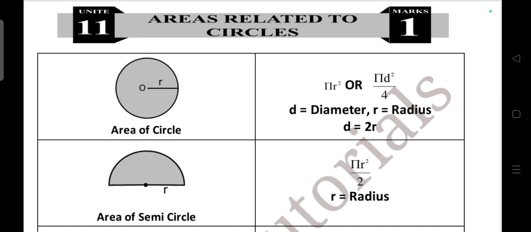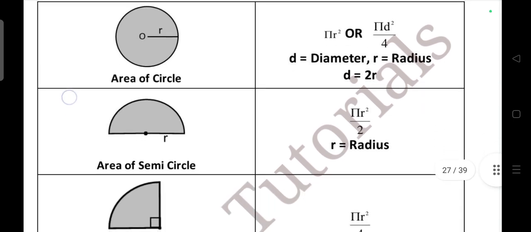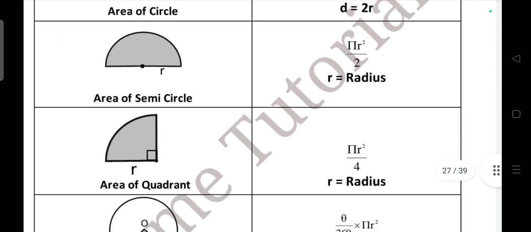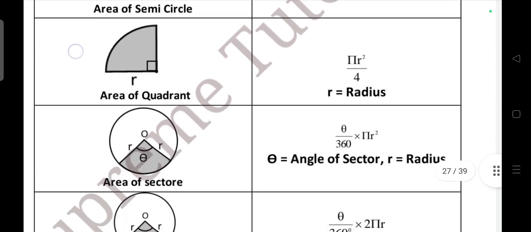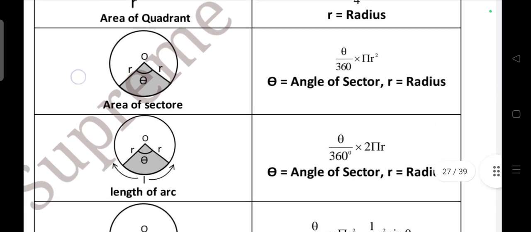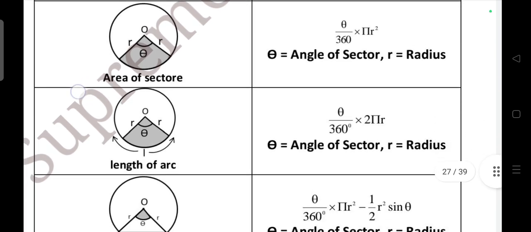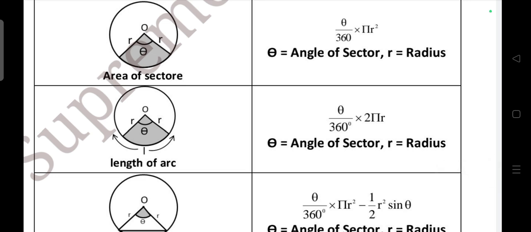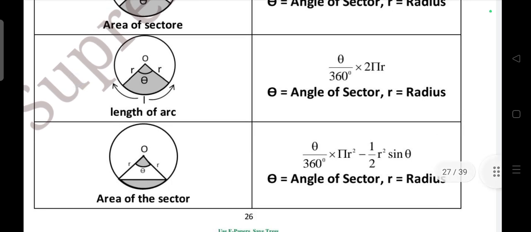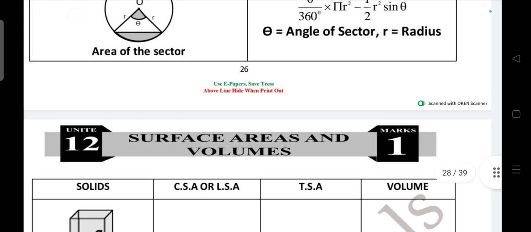Formula to find the area of a circle. Answer is pi r square. Then area of a semicircle, answer is pi r square by 2. Then area of a quadrant, pi r square by 4. Then area of a sector, theta by 360 into pi r square. Then length of the arc, theta by 360 into 2 pi r. Then area of a segment is theta by 360 into pi r square minus 1 by 2 r square sin theta. So this is the formula we use in this chapter.